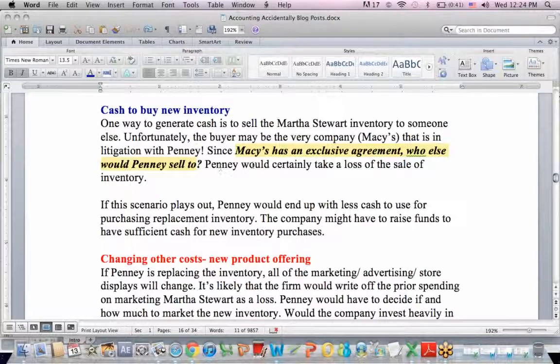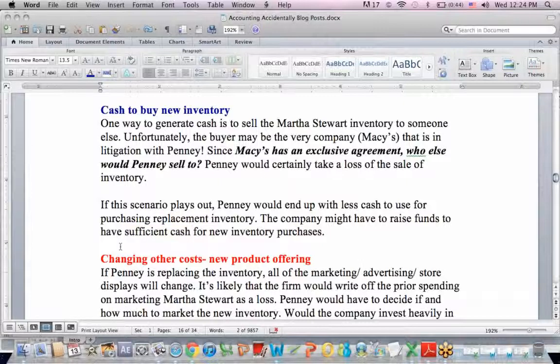except back to Martha Stewart, in which case they certainly take a loss in the sale of inventory, and Martha Stewart contractually may not want to buy it back or be obligated by contract to buy it back. So, if the scenario plays out, Penney's would end up with less cash to use to buy the replacement inventory, because they'd be selling the old Martha Stewart stuff at a loss. They may have to raise funds to have sufficient cash to purchase different inventory, which means they've got to issue stock or bonds. They've got to raise cash.